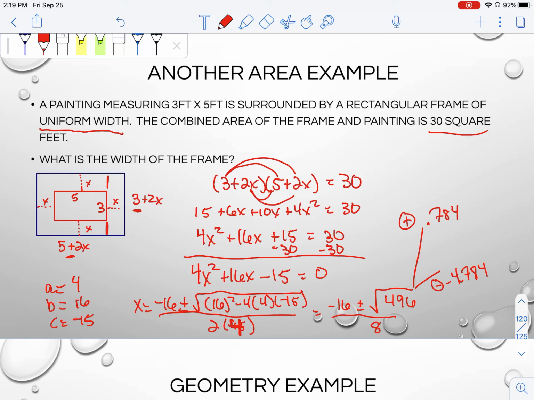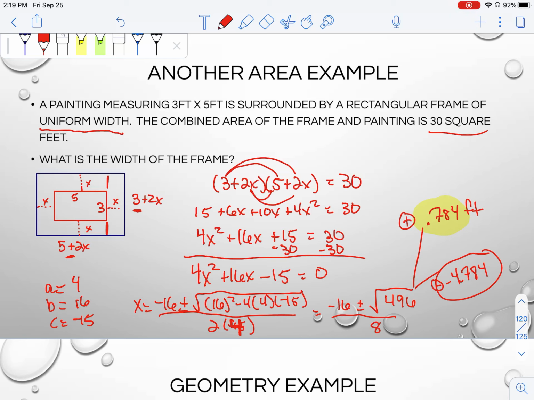Well, you can't have a negative width. If I said in a shop, hey, go cut a frame negative 4.784 feet or inches, that doesn't make any sense. Once again, that's not in our acceptable domain. Therefore, we have to use the 0.784. Keep in mind, 0.784, our units, is still feet.